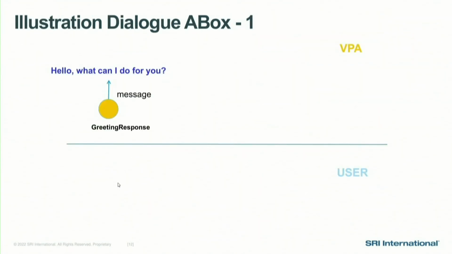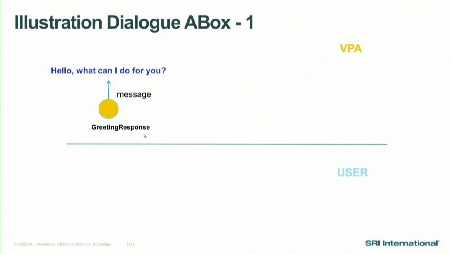After we have seen how the A-box is used to represent domain instances, such as the various restaurants, and how we can use ontology-based queries to retrieve them, let me also show you the dialog A-box in more detail. Above this solid line here, we have the VPA utterances or system turns, and below we have the user's utterances, user intents or user turns.